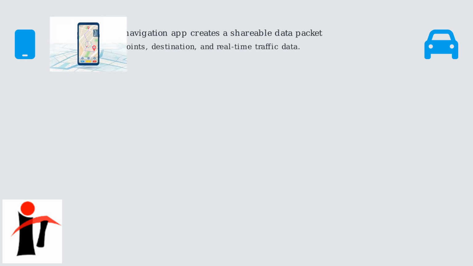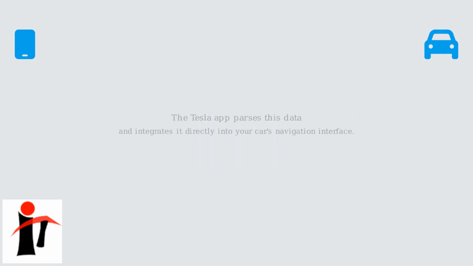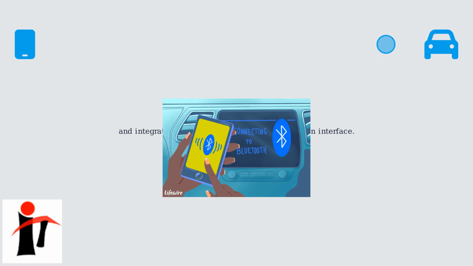Your phone's navigation app creates a shareable link or data packet with your route's waypoints, destination, and real-time traffic data. This data is then sent to the Tesla app via Wi-Fi, Bluetooth, or cellular connection. The Tesla app parses this data and integrates it directly into your car's navigation interface.